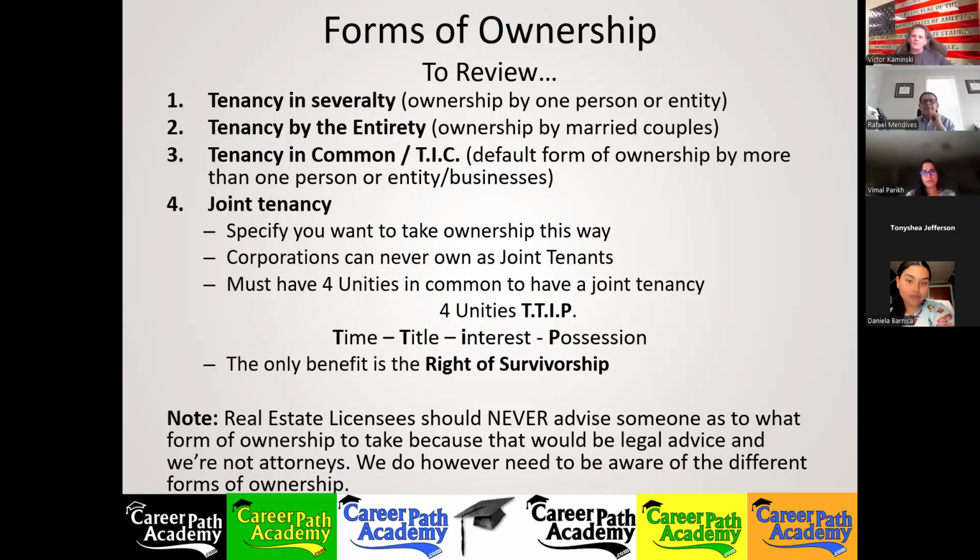How? You're occupying it alone. Tenancy, occupying, right? You're occupying it alone in severalty. You're occupying it by the entirety with your spouse. You're occupying it in common with other co-owners who are not married, or you have a joint tenancy, joint occupation, which the only benefit is the right of survivorship.